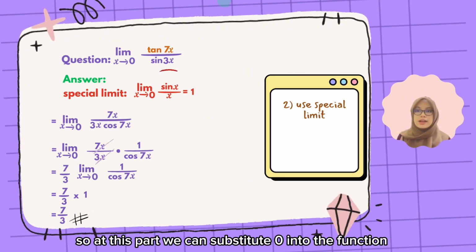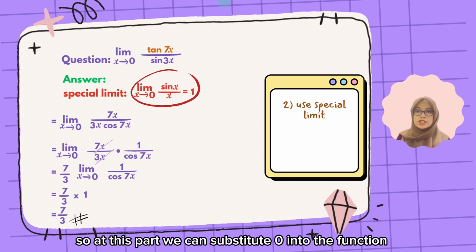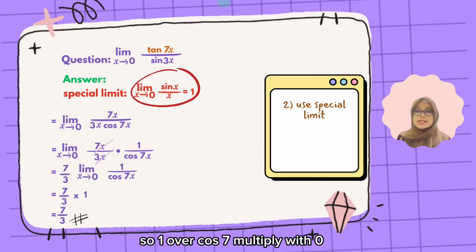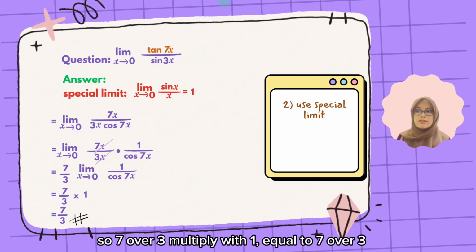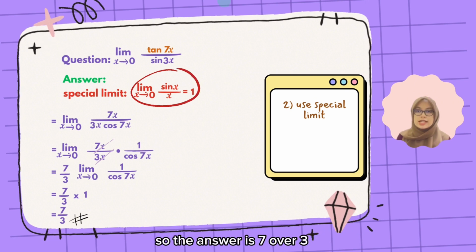At this part, we can substitute 0 into the function. So 1 over cos of 7 multiplied with 0 will become 1. So 7 over 3 multiplied with 1 will equal 7 over 3. So the answer is 7 over 3.